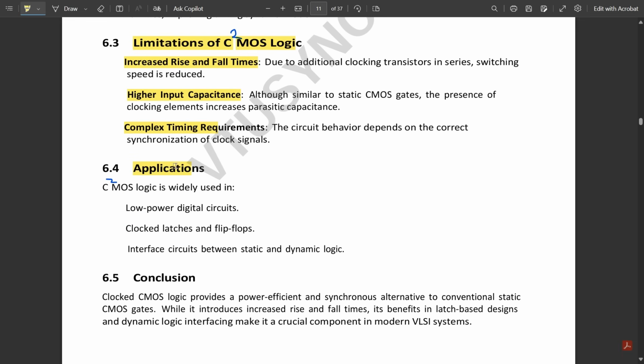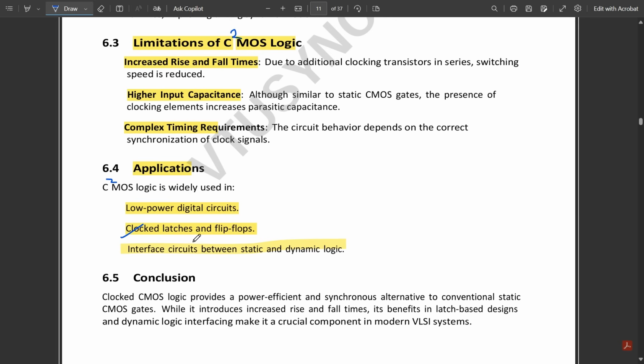Then we have applications of C square MOS logic. It is widely used in low power digital circuits, clocked latches and flip flops, and interfacing circuits between static and dynamic gates. So this is one important application, which we are going to discuss in the fifth module. That is, these clocked CMOS circuits are mostly used in flip flops. Because in the JK flip flop or the SR flip flop, there is a clock signal, right? So if you want to replace that clock signal with the CMOS implementation, in case they ask you to draw the CMOS implementation, then using this C square MOS logic, you could replace that clock signal.